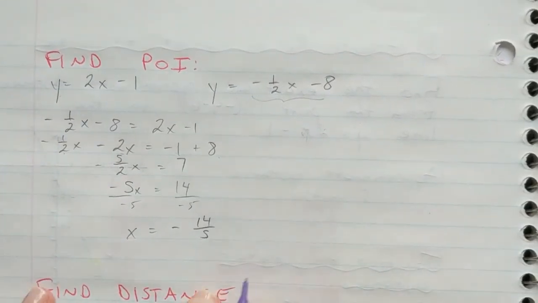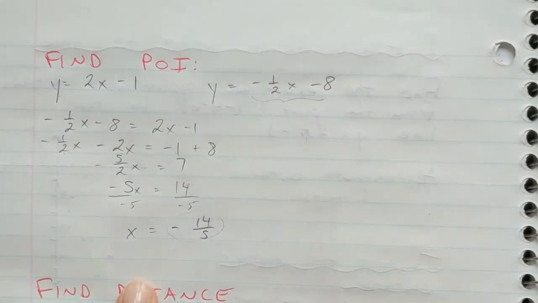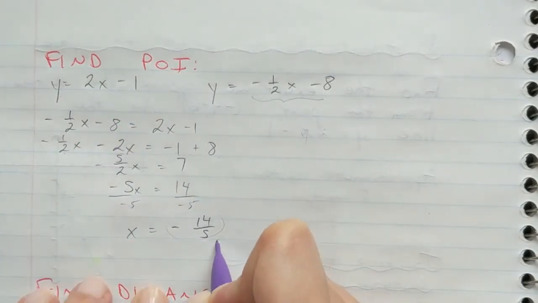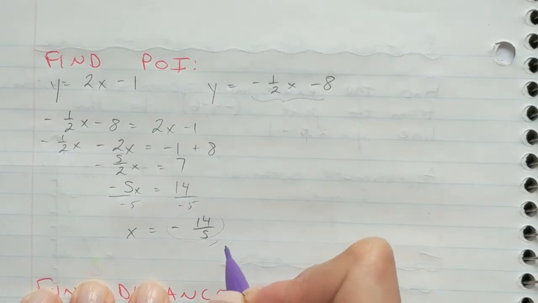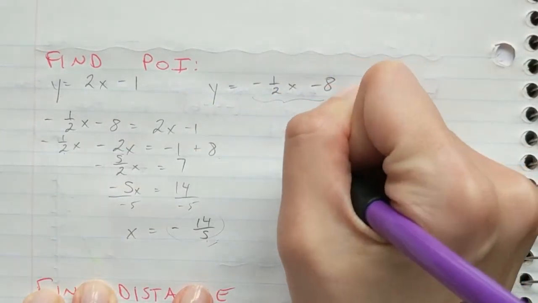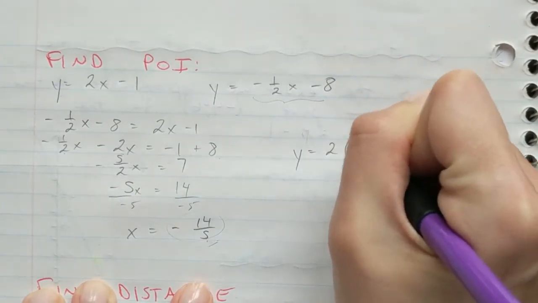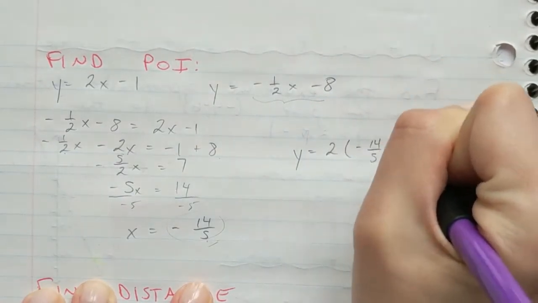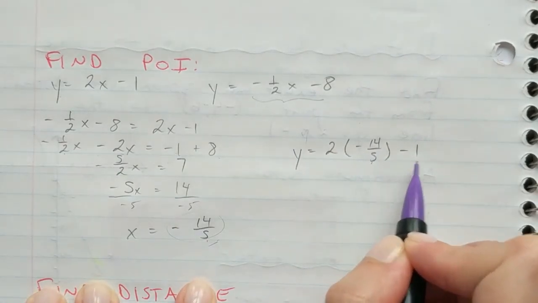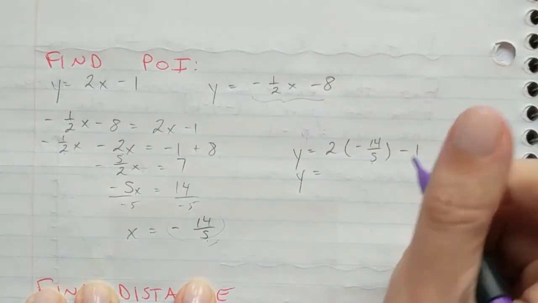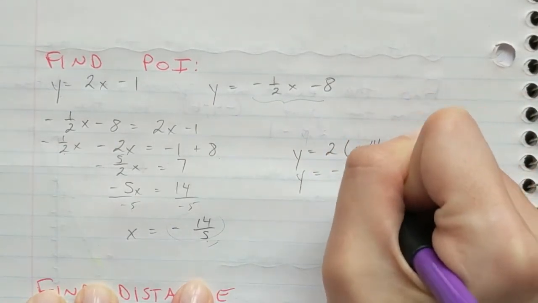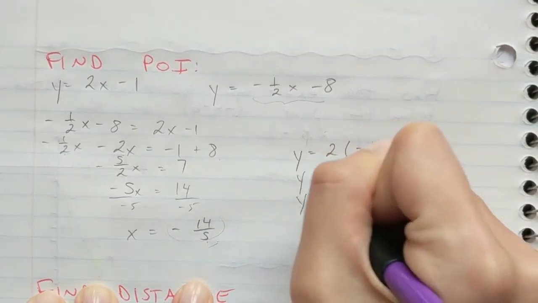Now I can go ahead and find the y value of my point of intersection. Remember, we can find the y value by substituting this information into either one of our equations. So I'm going to substitute it into the first one. y is equal to 2 times negative 14 over 5 minus 1. This is going to be y is equal to negative 28 over 5 minus 1.